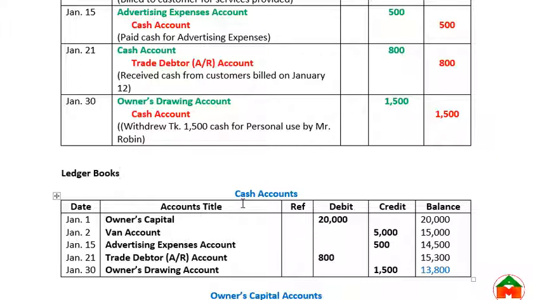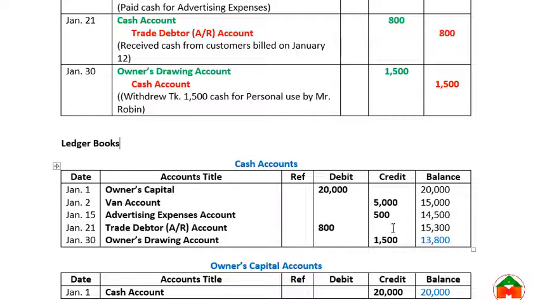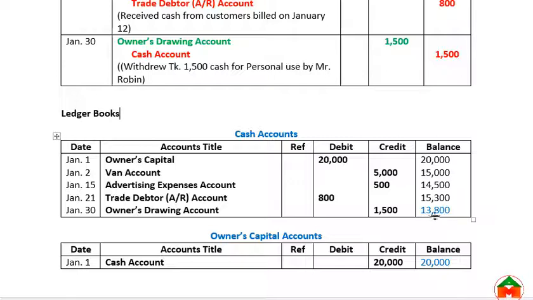Okay, so here another, we can see 800 is debit, so cash is debit. Here 800 is debit, that means cash has increased. So if we add this 800 to this 14,500, we will get 15,300. And here another, we can see there is a decrease in the credit. That means cash account is credit, so that means cash has decreased by 1,500. So we will deduct this 1,500 from the 15,300. So the ultimate amount is 13,800. That means this is the ultimate balance of the cash account.